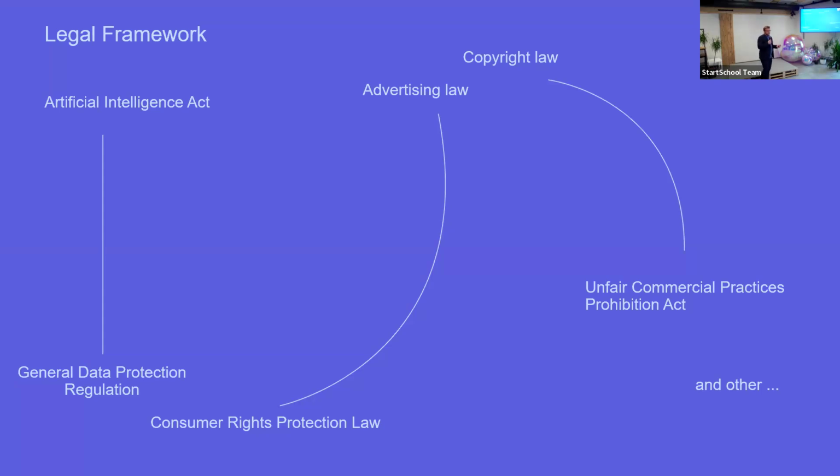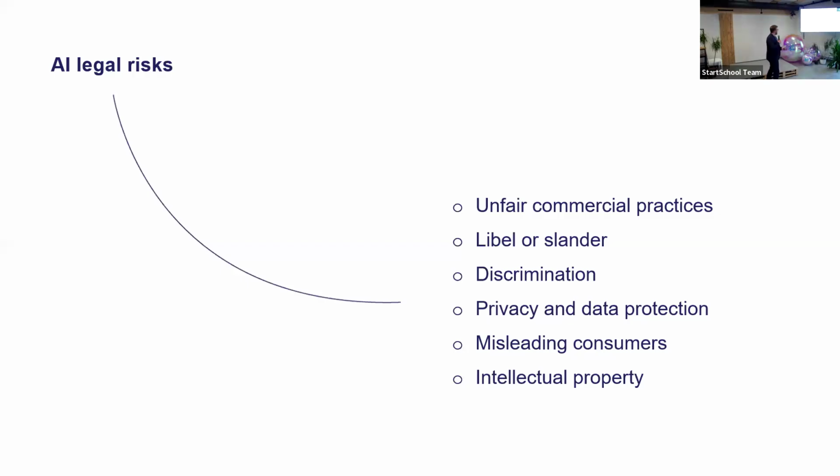If you are marketing or using images made by AI in marketing to consumers, you might breach some requirements in advertising law or consumer rights protection law. Or if your AI is trained on images which do not belong to you and you provide some sort of image which breaches the copyrights of other IP owners. So there are a lot of these risks.